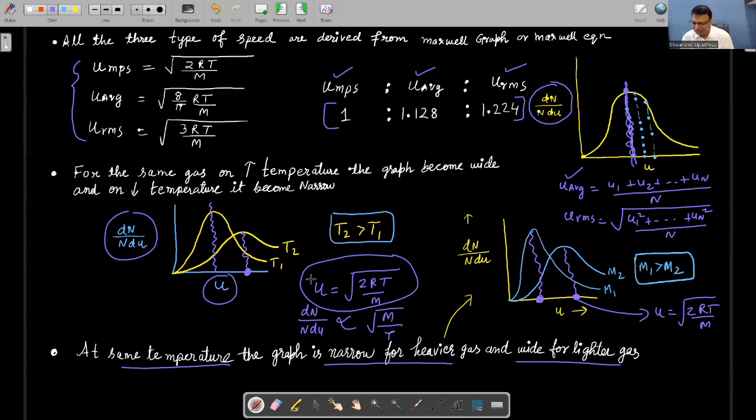So I have tried to cover almost all points in the ideal gas equation. Hope it is useful to you.